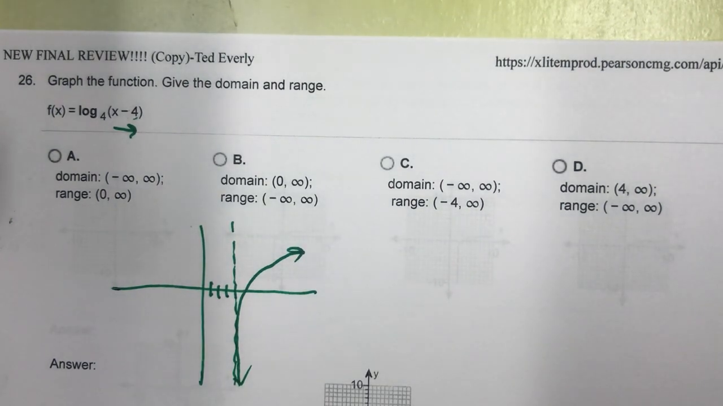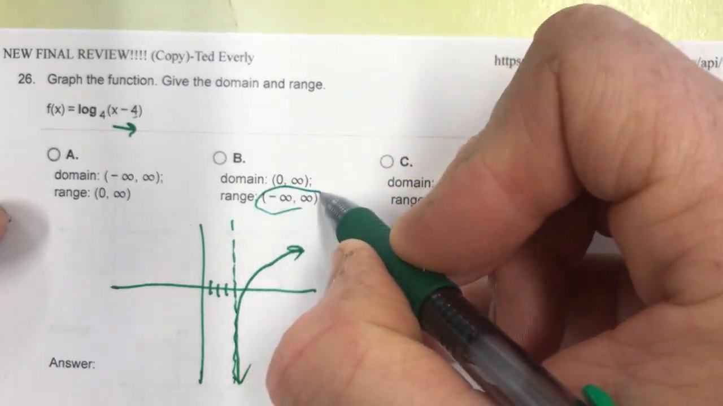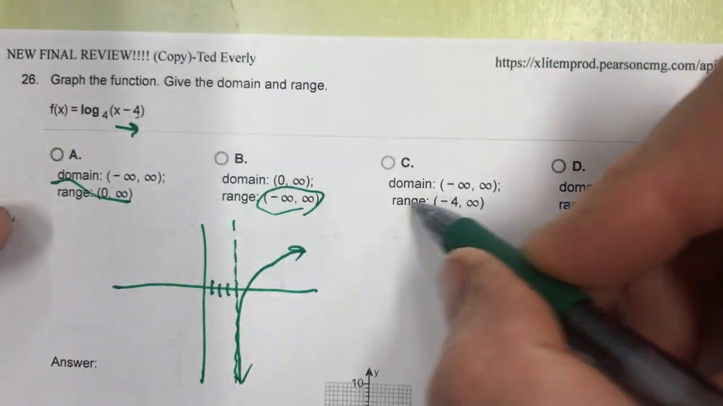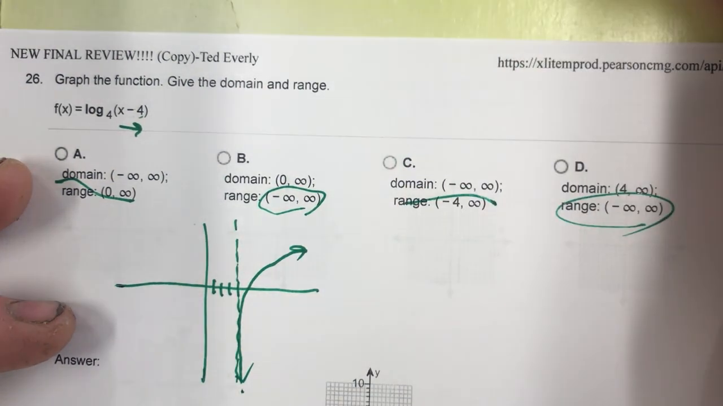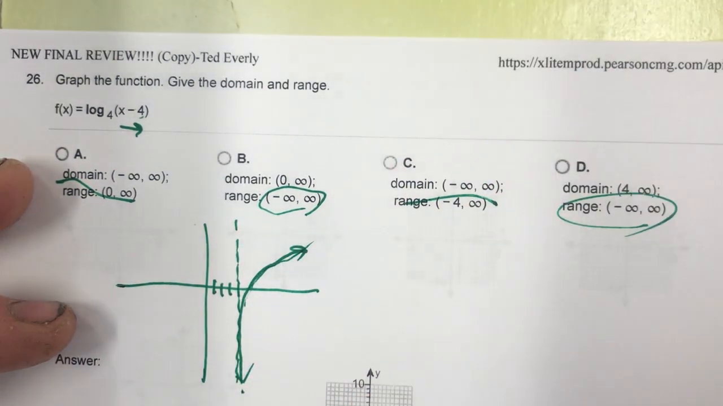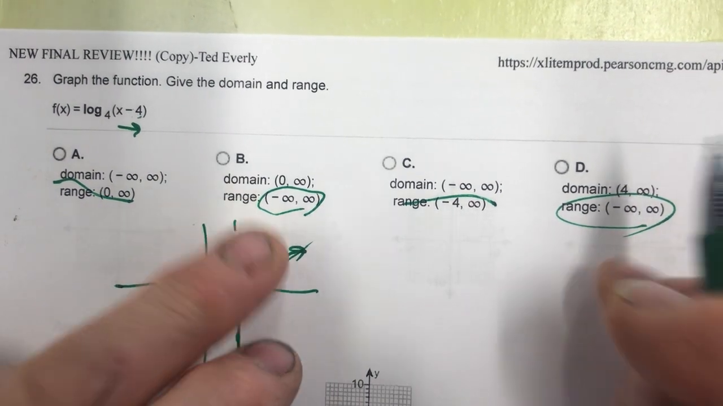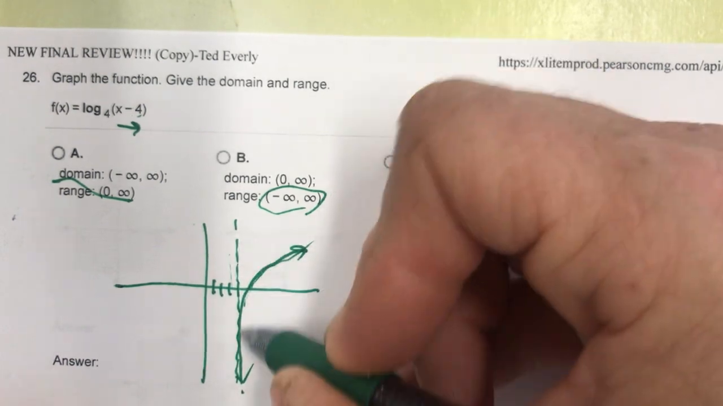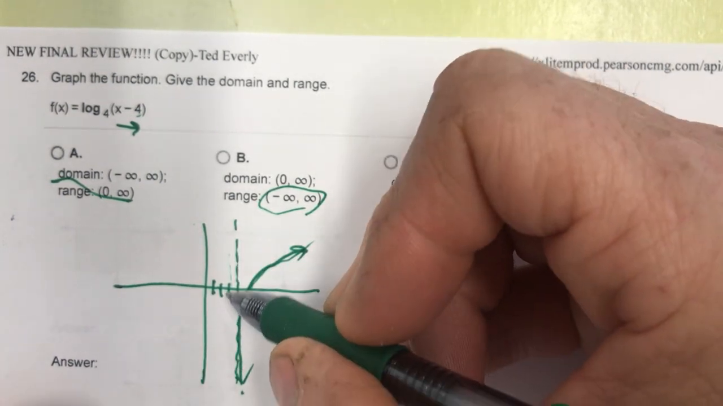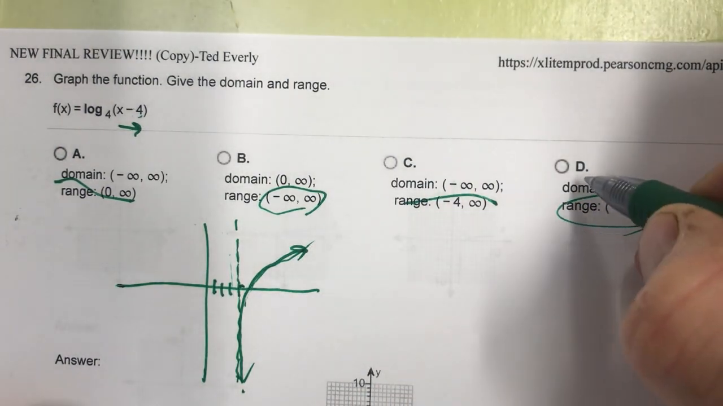Okay, now my domain and range. Well, range is negative infinity to positive infinity right here. Not this one. Not this one. Right here. That's range. It goes down forever and it goes up forever. As this thing goes up, it's going up forever. So it's a B or D. Now what about my domain? Well, see, I don't have any values on this side of that asymptote because I can't cross it. So it looks like it goes from 4 to infinity. So it looks like D right here.